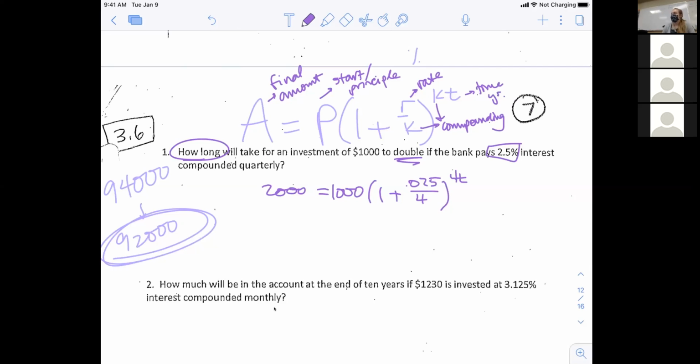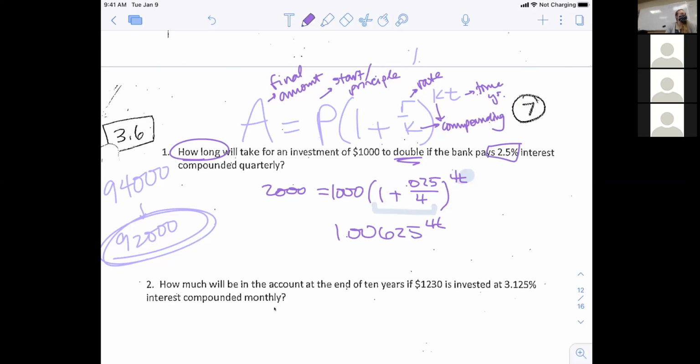Okay. We have to find T, and I'm going to tell you right now, we're going to have to use our log knowledge in order to find T because it's an exponent. So let's do as much simplifying as possible, and then we'll see how we can log it. What I'm going to do first is what's in the parentheses. So in my calculator, I'm going to do 0.025 divided by 4 plus 1. And that gives me 1.00625. That's still being raised to the 4t.